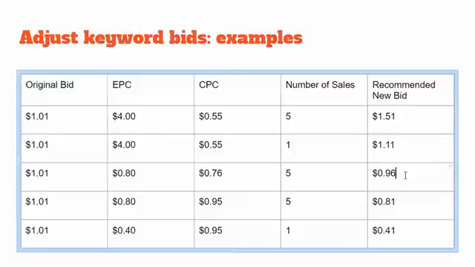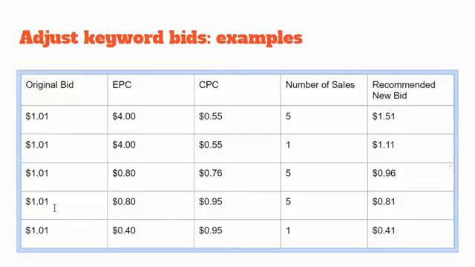So in this case, we actually need to decrease the bid because the profit margin is just too thin. I would decrease it from $1.01 to 96 cents. I will need to continue to monitor this keyword and make sure that it is still profitable. It's likely that I might need to further decrease the bid for this keyword.